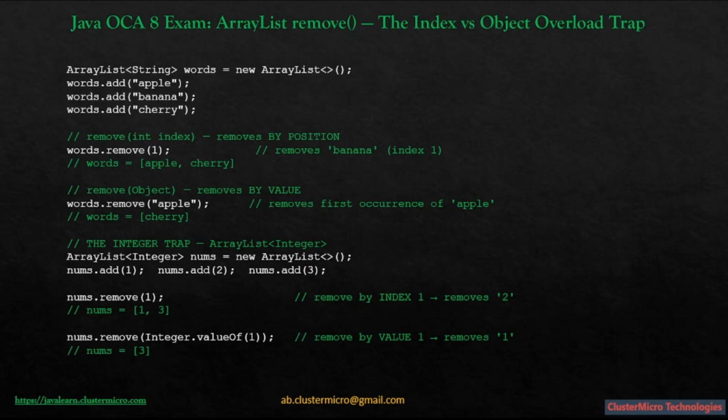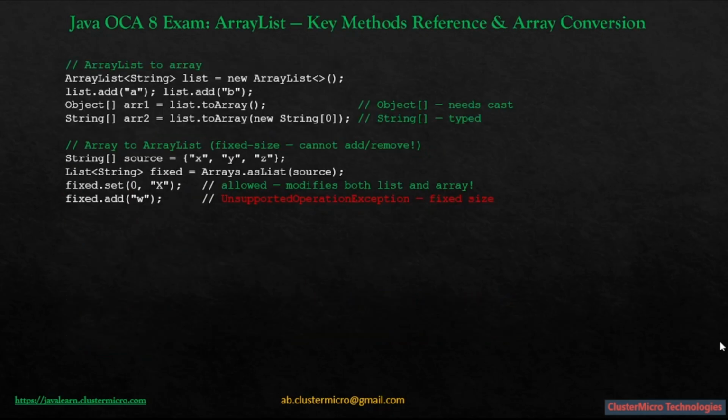So the fix is always the same. To remove by index, pass a plain int literal. To remove by value from an Integer list, wrap it in Integer.valueOf to force the object overload.